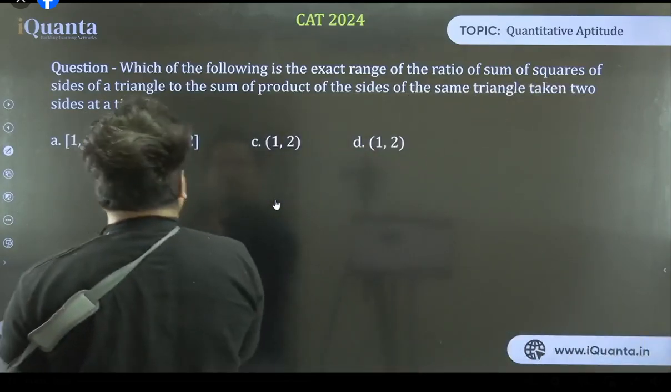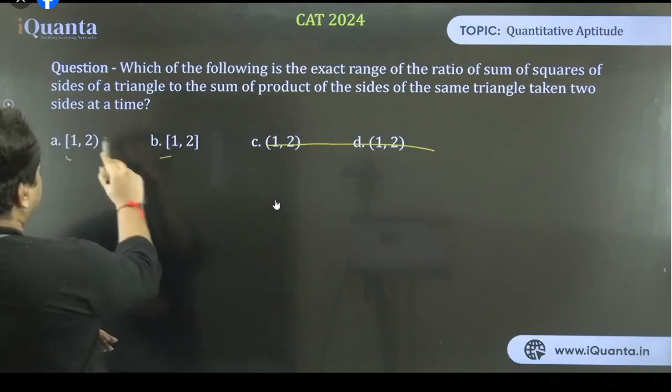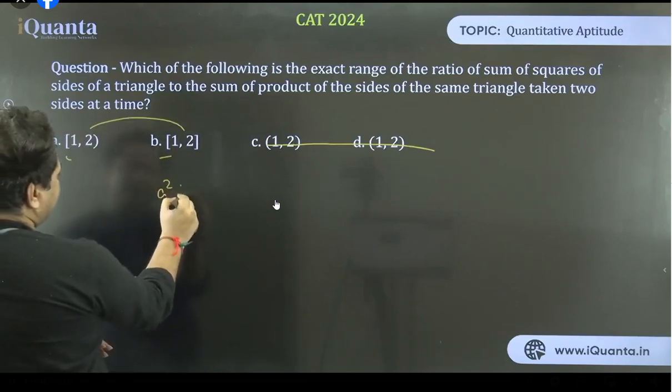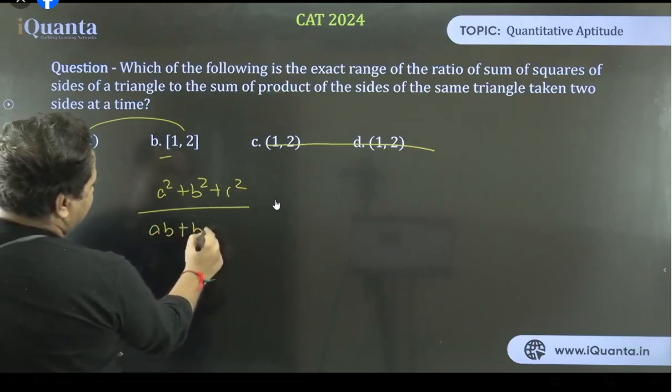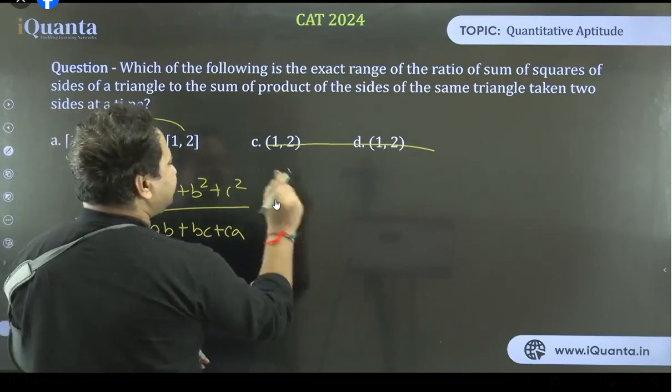I will say, because I have to, एक बार confirm हो चुकी है, C and D not the answer, 1 include होगा, 2 का पता नहीं है. So what if I assume that A square plus B square plus C square whole upon, what is that? AB plus BC plus CA is actually equal to 2. मान लेते हैं 2 है.